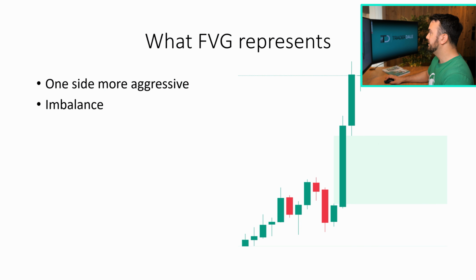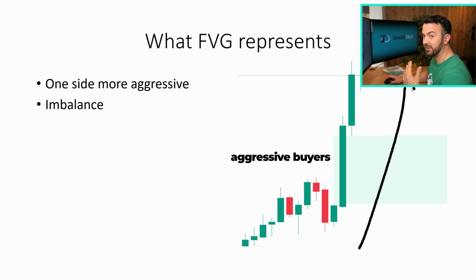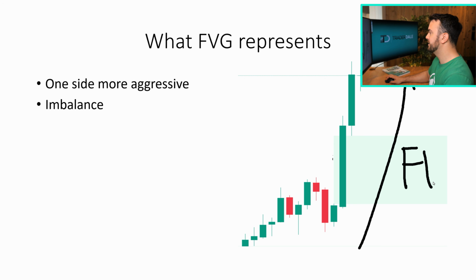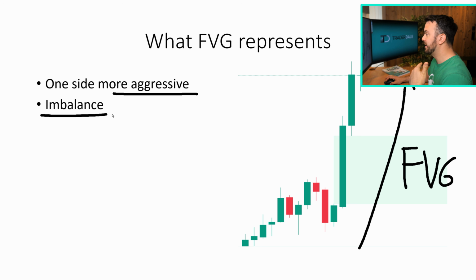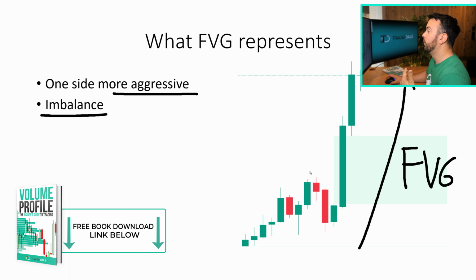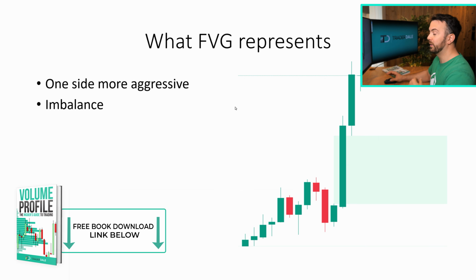In this screen, you can see a bullish fair value gap. It represents buyers, aggressive buyers, pushing price upwards. Okay, this is the fair value gap highlighted in green, and it shows the aggressive buyers creating imbalance as they are pushing the price higher and higher. So this is what the fair value gap stands for. Okay, aggression of one side of the market.